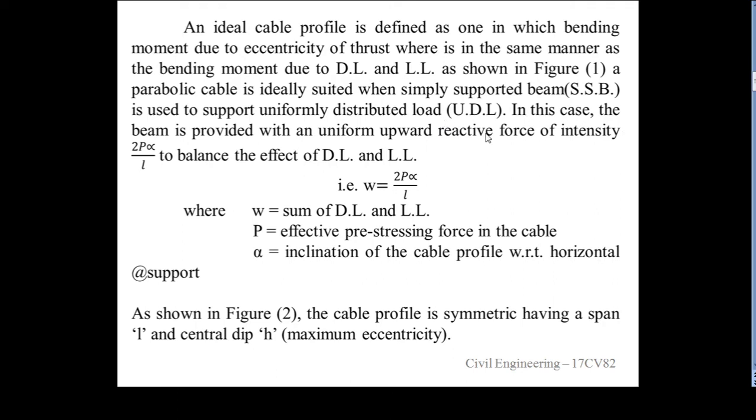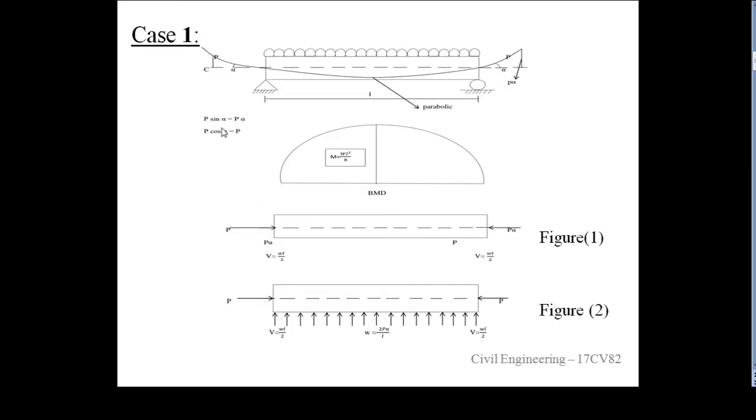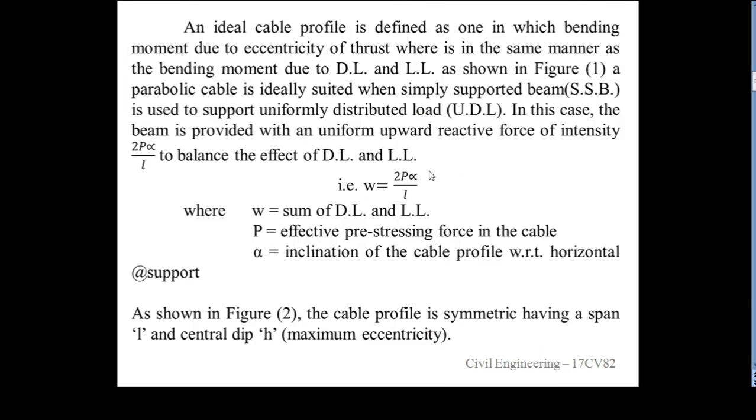In this case, the beam is provided with an upward reactive force of intensity 2P alpha by L to balance the effect of the dead load and live load. What is 2P alpha by L? Here we get 2P, that is P alpha, here P alpha, this is 2P, and L is the span length; we take W as 2P alpha by L, where W is equal to the sum of dead load and live load.